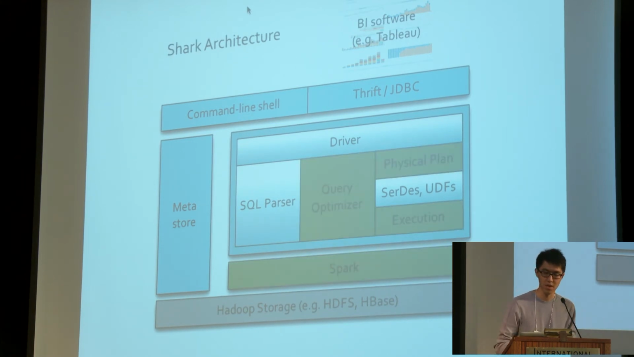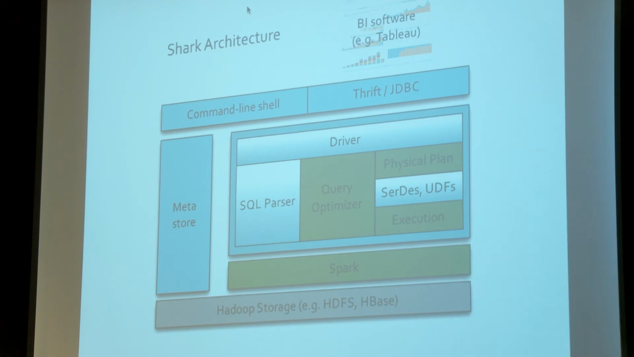What we have done in Shark is actually we take the Hive codebase as is, with a couple of very minor patches, and then we swap out some of the components, including the query optimizer, the physical plan generation, and the execution engine. And instead of generating plans for Hadoop MapReduce, it's actually generating query plans against Spark. And among that, there's a couple other optimizations we've implemented that I won't talk about today.